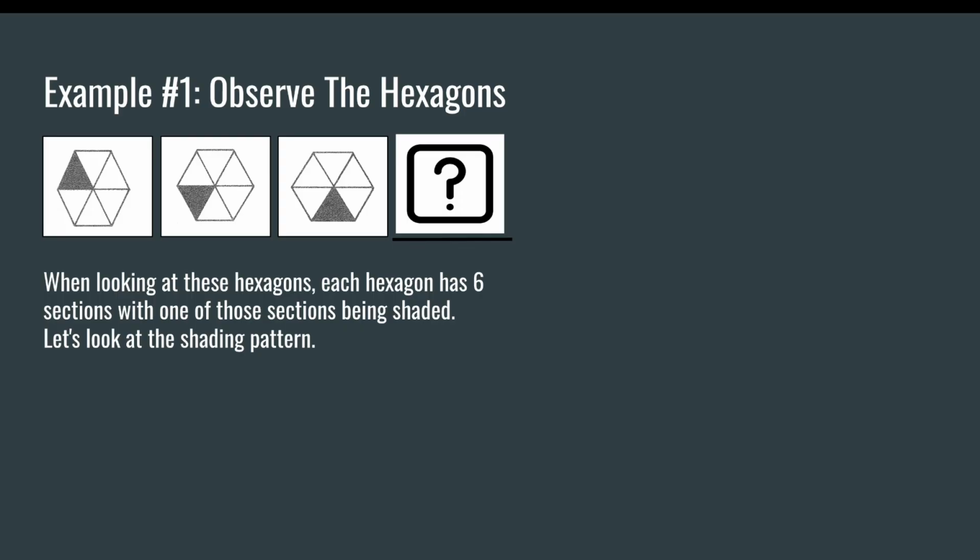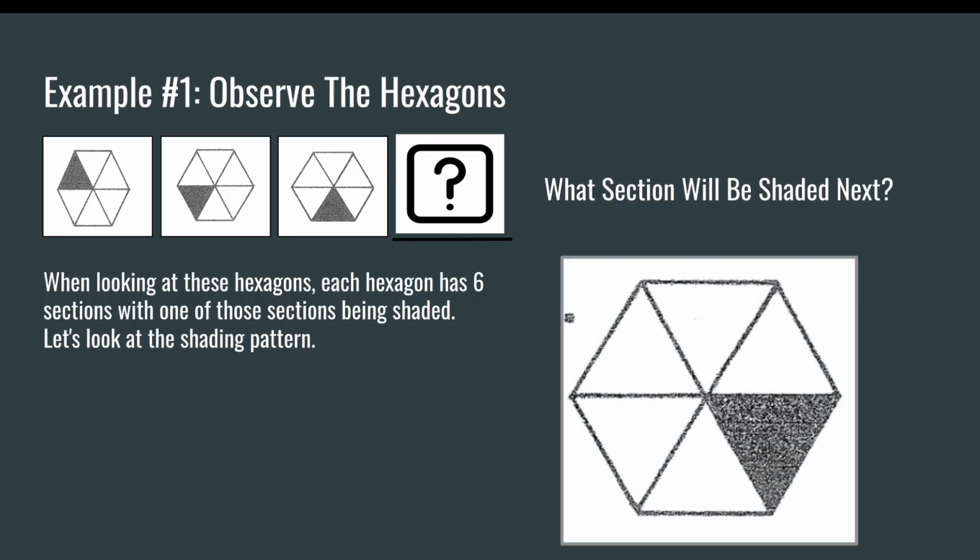On the first hexagon, we see that the top left section is shaded. Then on the second hexagon, we see that the bottom left section is shaded. Notice how in this pattern, the shaded sections are moving to the right. Then we see it again with the section being shaded on hexagon number 3, which is now in the middle. So, what section will be shaded next? We could use inductive reasoning to figure out the pattern and see that the next section that will be shaded is going to be the bottom right section.